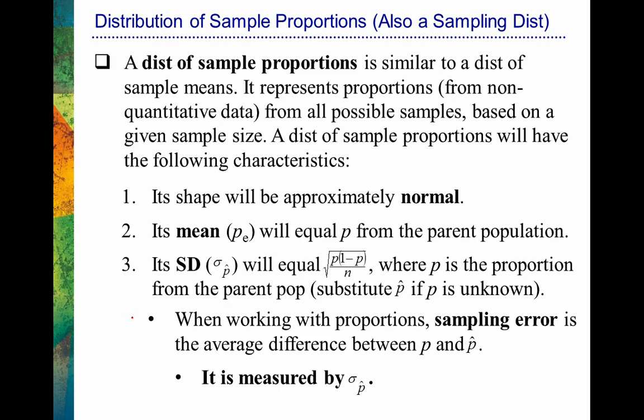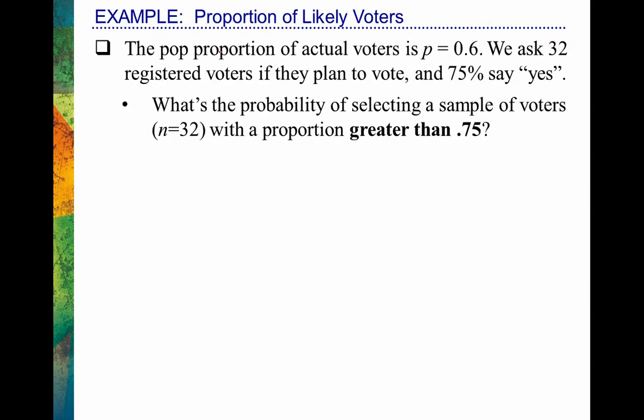We're looking at proportions because we don't have quantitative data. So let's run through a quick example with that. The population proportion of actual voters equals 0.6. So let's say we know that, over the long run, looking back, about 60% of people vote in a presidential election. So we ask 32 registered voters if they plan to vote, and 75% say yes.